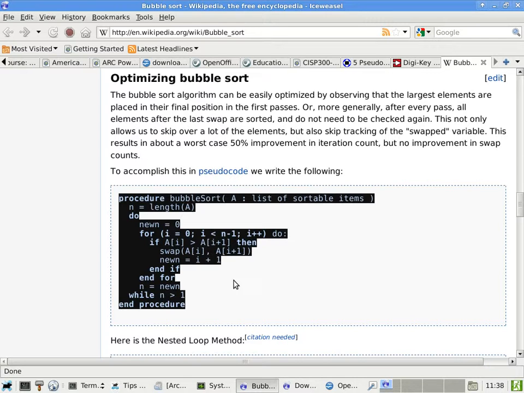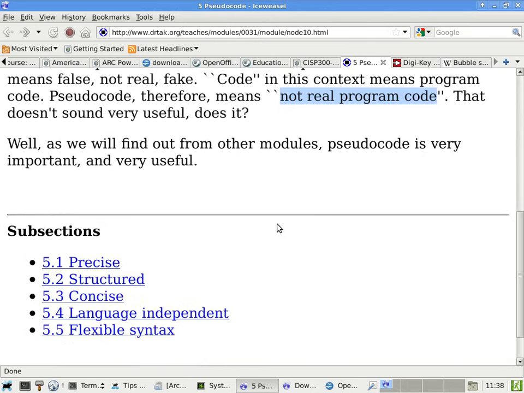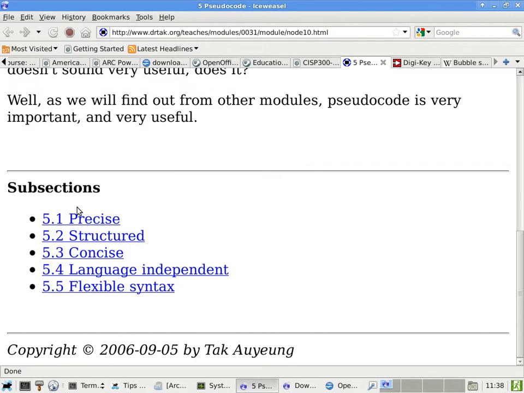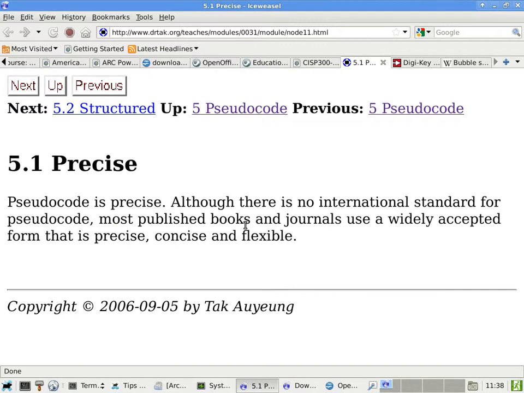Are there any questions about pseudocode at this point? Or why we use pseudocode in this class? Now, pseudocode has a few attributes that are really useful. The first thing is pseudocode is precise. If I give you a pseudocode statement, there's only one way to interpret it. It will specify exactly one action to perform, and there can be no ambiguity. Pseudocode is like that.